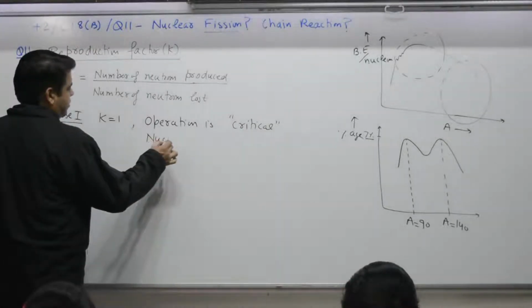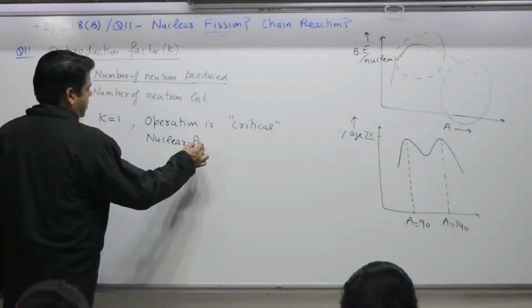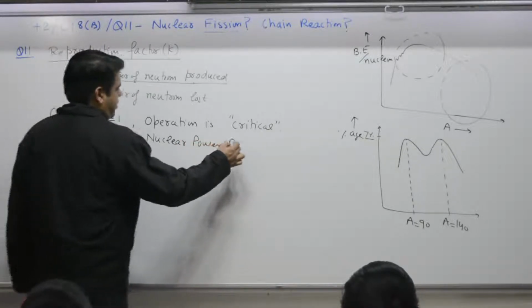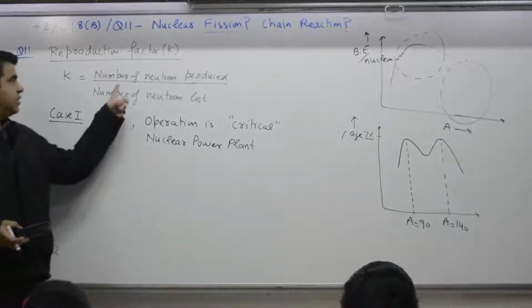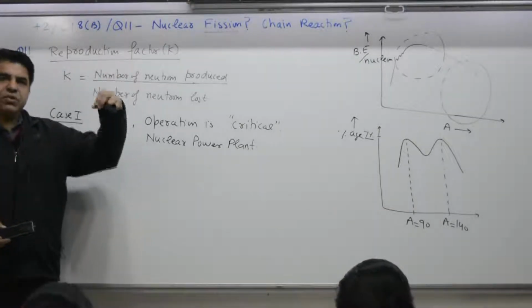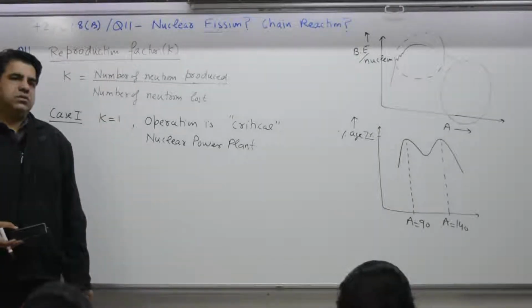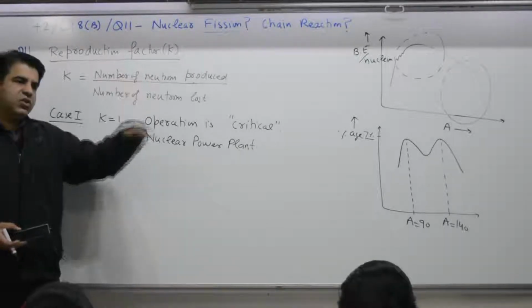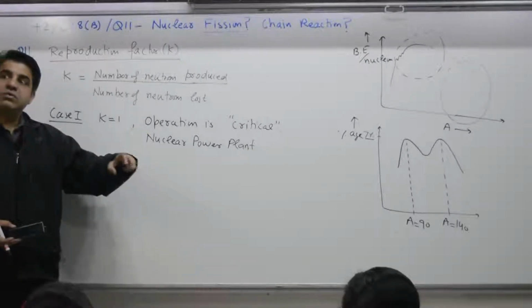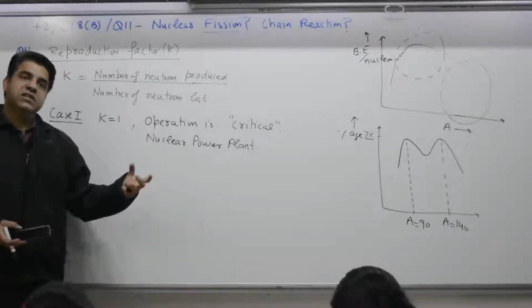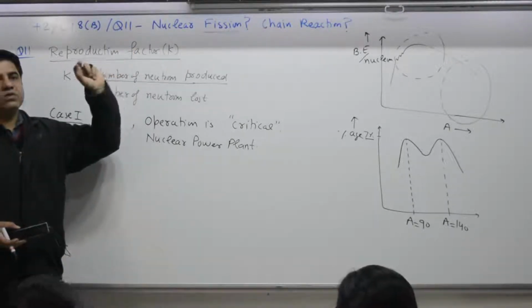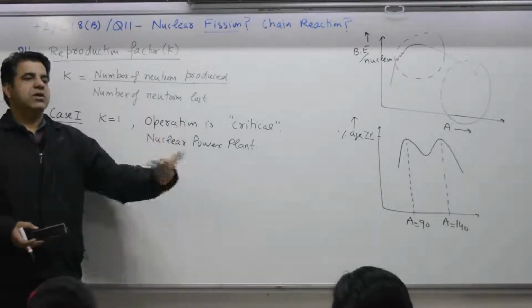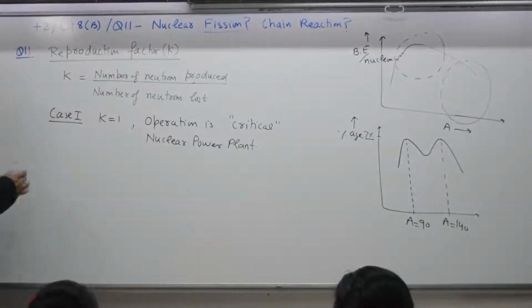Application, nuclear power plant. For changing the number of neutrons, you can use control rods. If you insert the control rods, then it will absorb neutrons. Neutron number will decrease. If you remove the control rods out, then absorption of neutrons will decrease. So neutron number will increase. Case number 2.